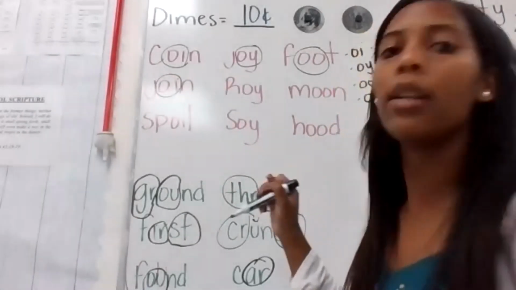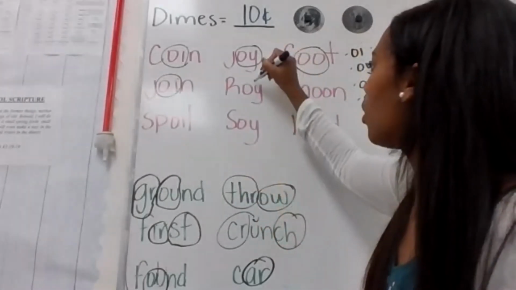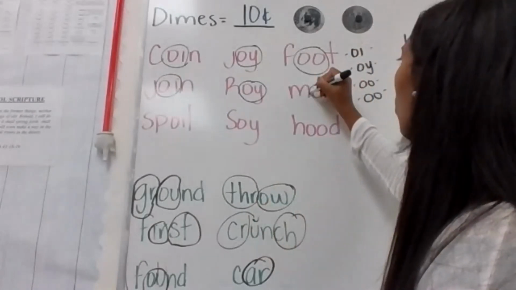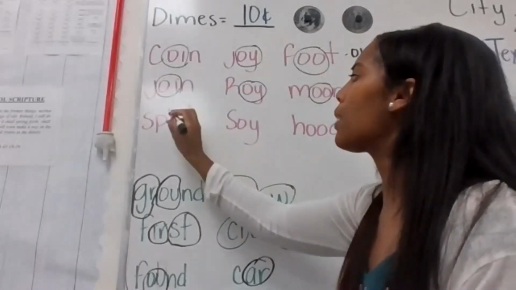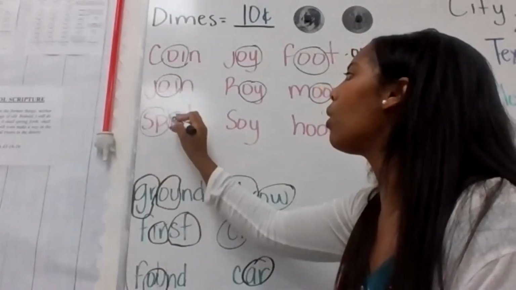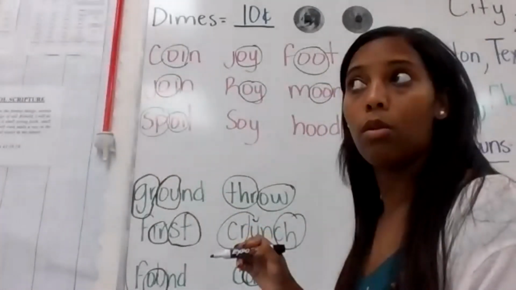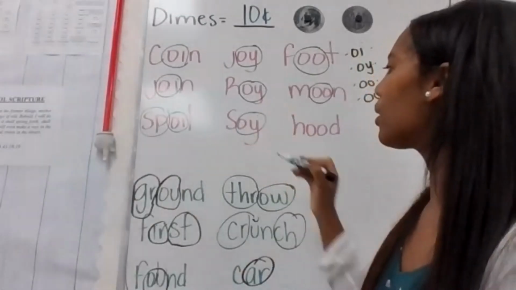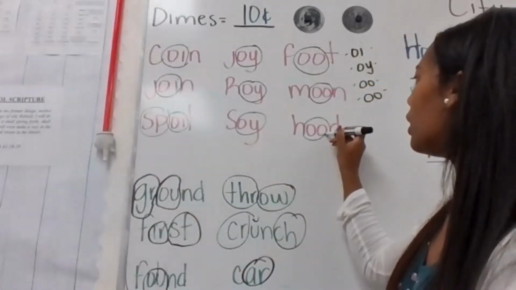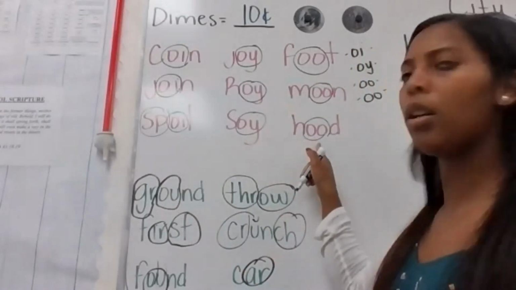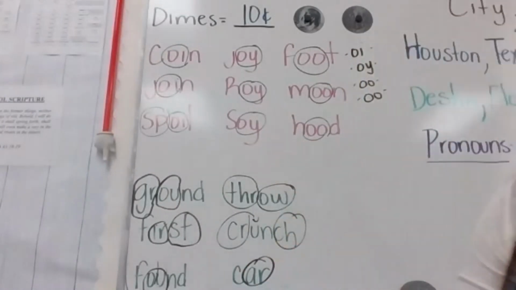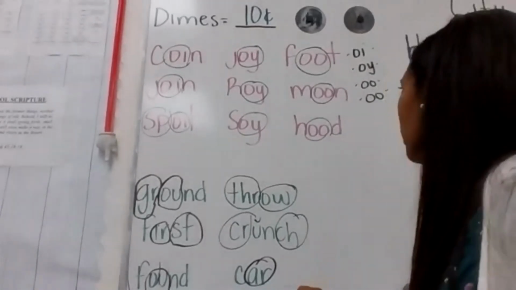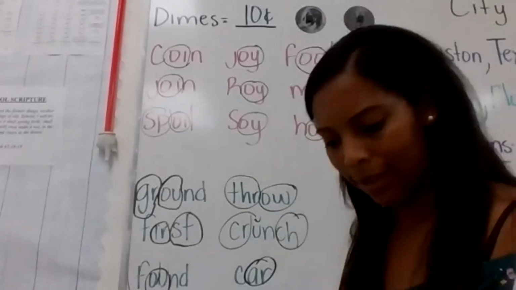O-I, oi. Join. Pay attention. Next, O-Y, oi. Roy. Good. O-O. O-I. Spoil. O-I, O-O. Good. O-O. Good. Hood. Okay, good. All right.